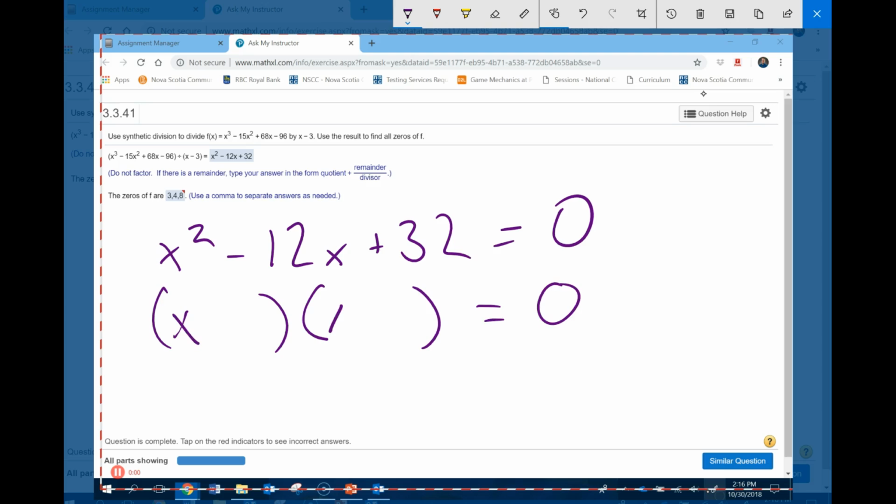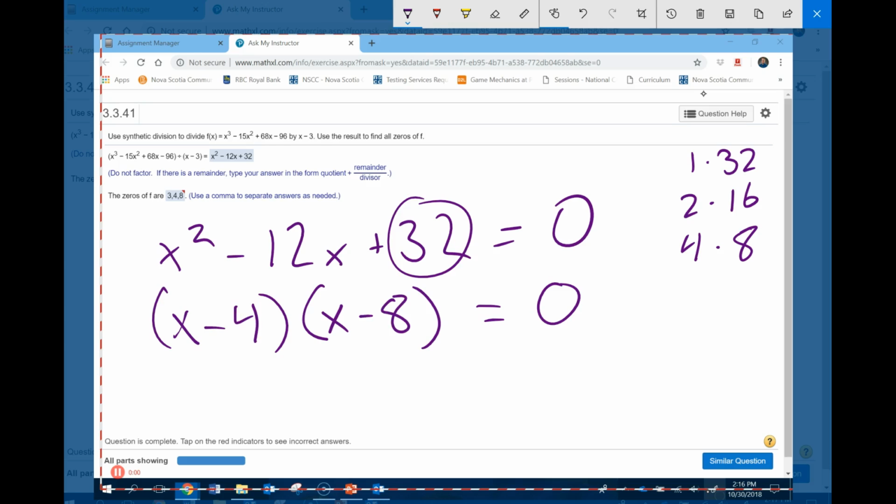So let's factor this. This is going to be x and x. Now the factors of 32, there's a bunch of them. There's 1 times 32, 2 times 16. What else we got there? 4 times 8. So which one of those is going to be negative 12? Well, it's 4 and 8, so we'll go minus 4 minus 8.